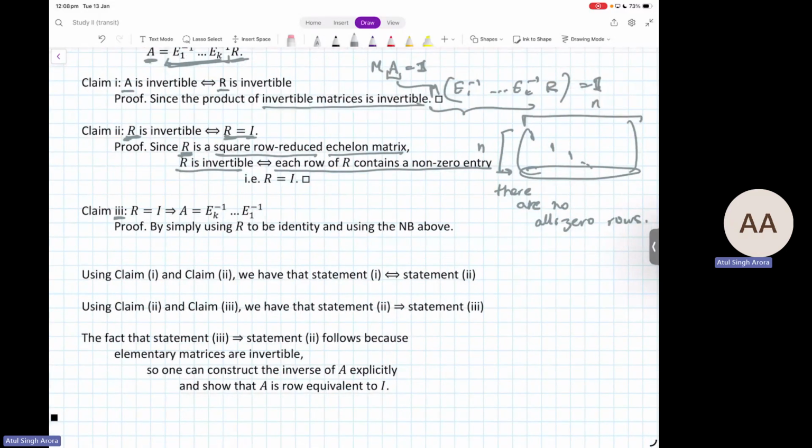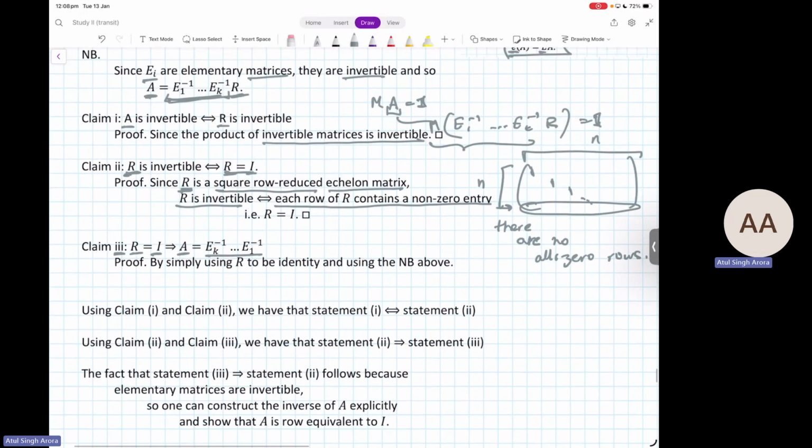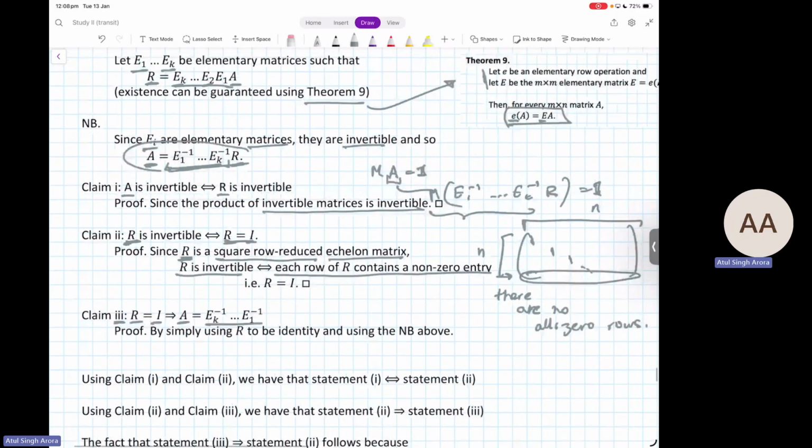And the third claim is the following: if R is the identity, it implies that capital A is exactly this matrix. This essentially just follows from the identity we had earlier. If we know that capital R is the identity, then A is just whatever else is left. Does that make sense?